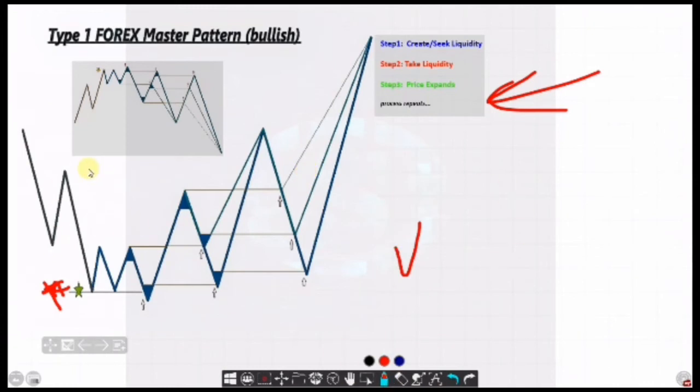And the number two thing is that you want to monitor structure. Okay, so this is your structure. So market is coming down. You want to see them actually playing out this. Okay, so this is structure.